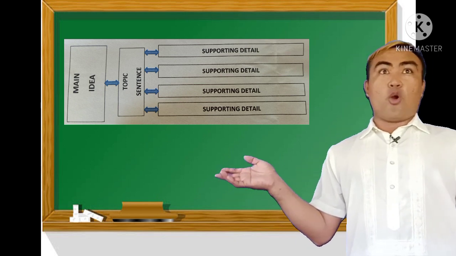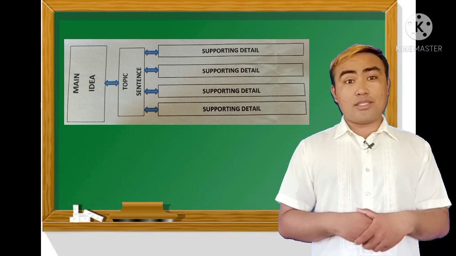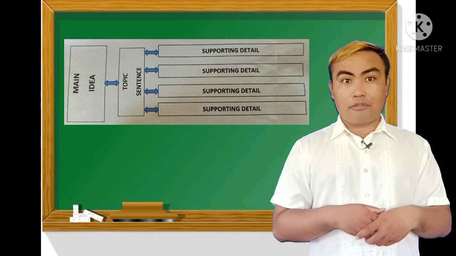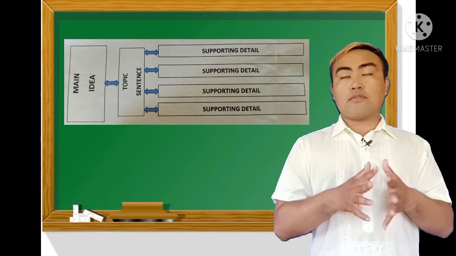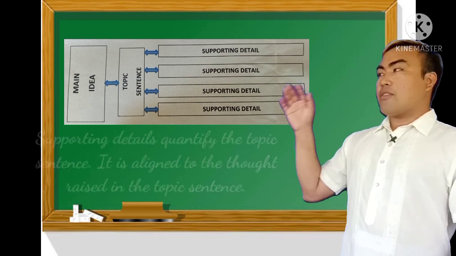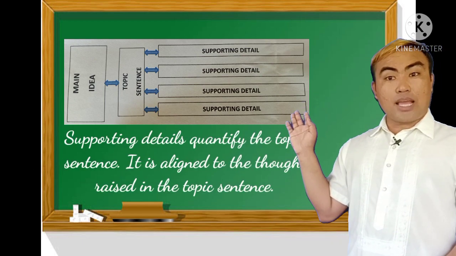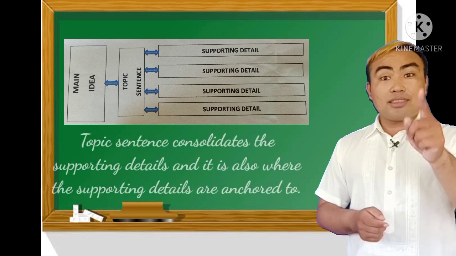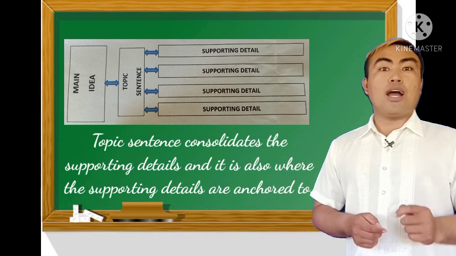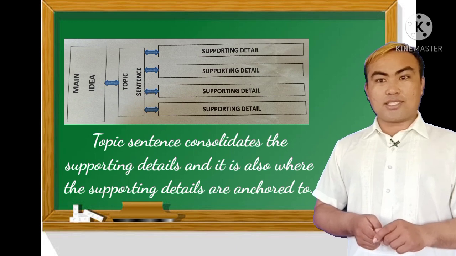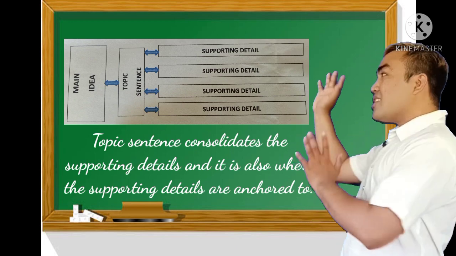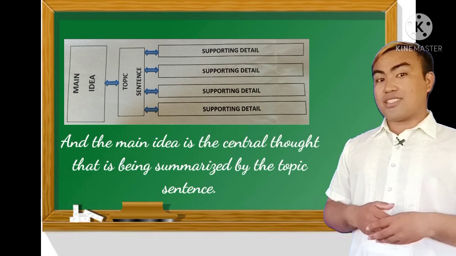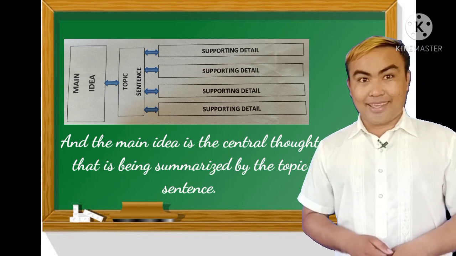I hope you know this already, because in elementary level you discussed the different parts of a simple paragraph. So, the supporting details quantify the topic sentence. It is aligned to the thought raised in the topic sentence. The topic sentence, on the other hand, consolidates the supporting details, and it is where these supporting details are anchored. And the main idea is a central thought that is summarized by the topic sentence.